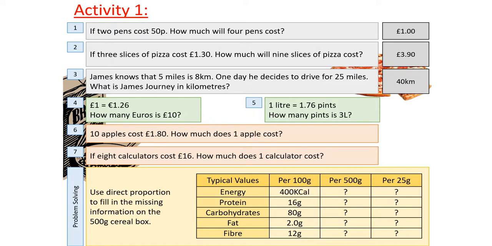Question 4, £1 is €1.26. How many euros in £10? To get from 1 to 10, you multiply by 10. So do the same thing to the euros, and you get €12.60.